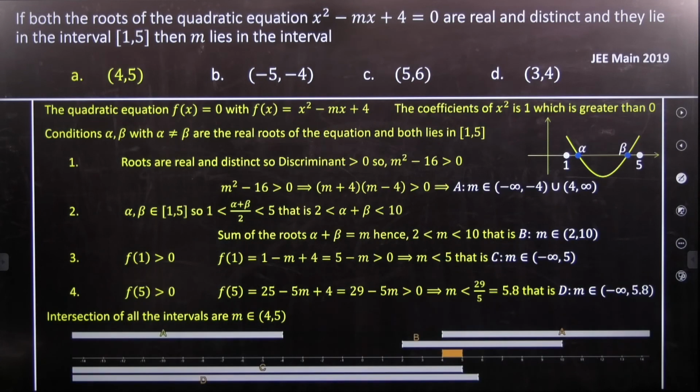Now let's have a look at the detailed solution, which obviously gives you a clear idea on that. Okay, so that's it. Hope you understood the problem. Thank you.